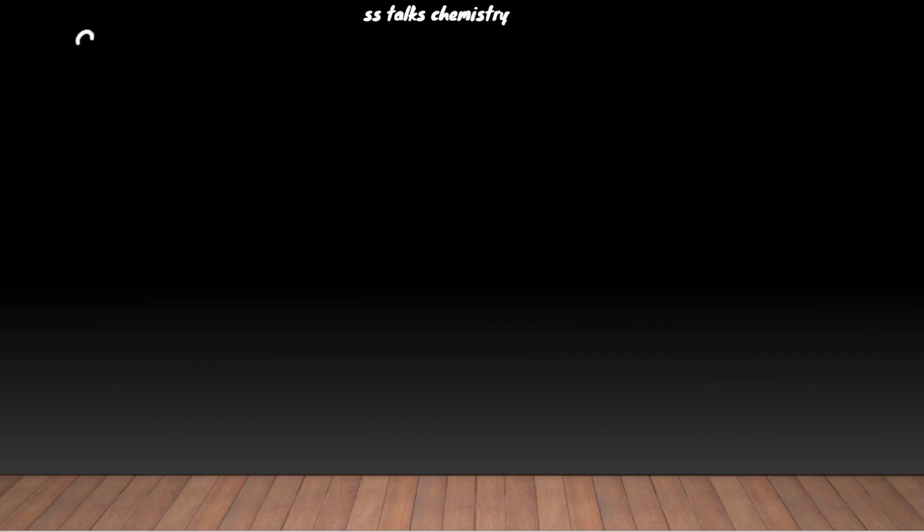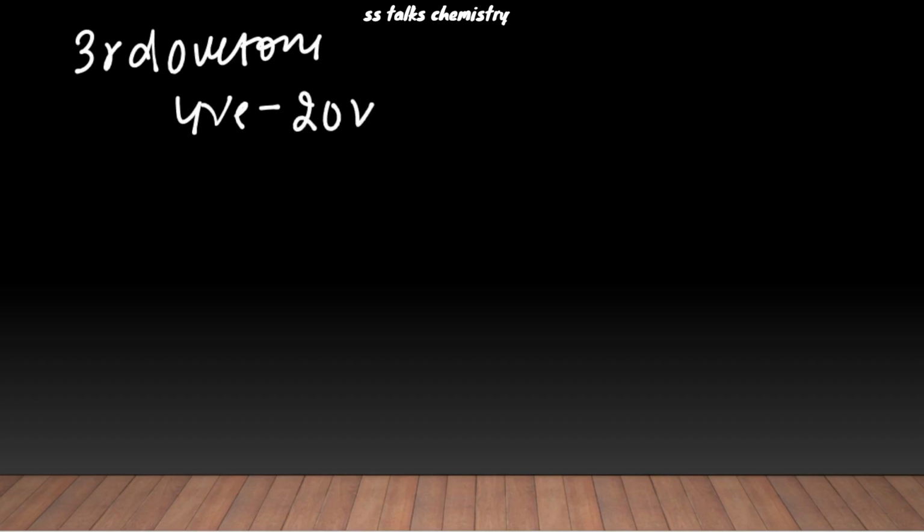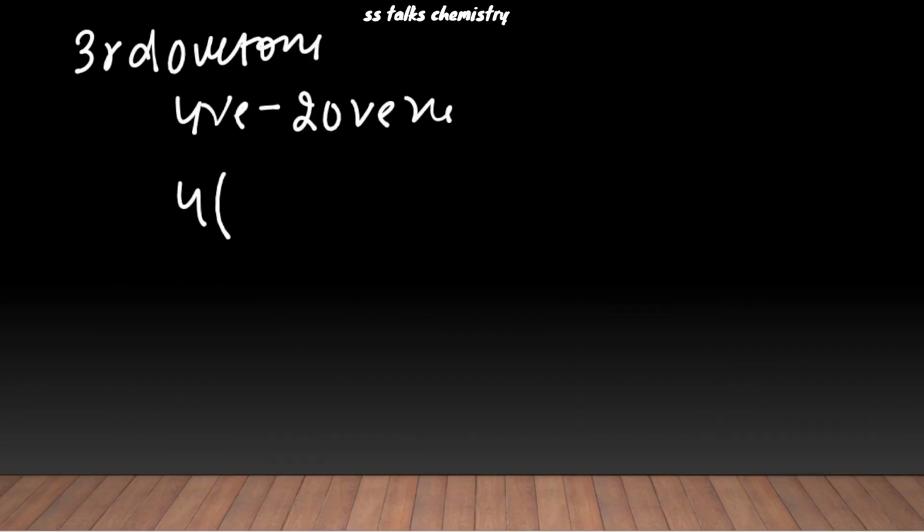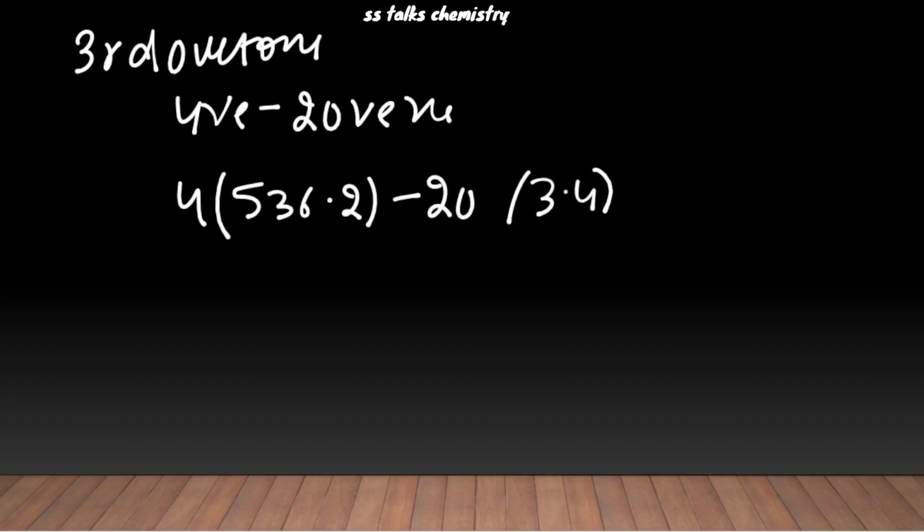So the third overtone will be 4 nu e minus 20 nu e xe. The nu e value was 536.2, minus 20 times 3.4. Just solve this and get your answer from here.